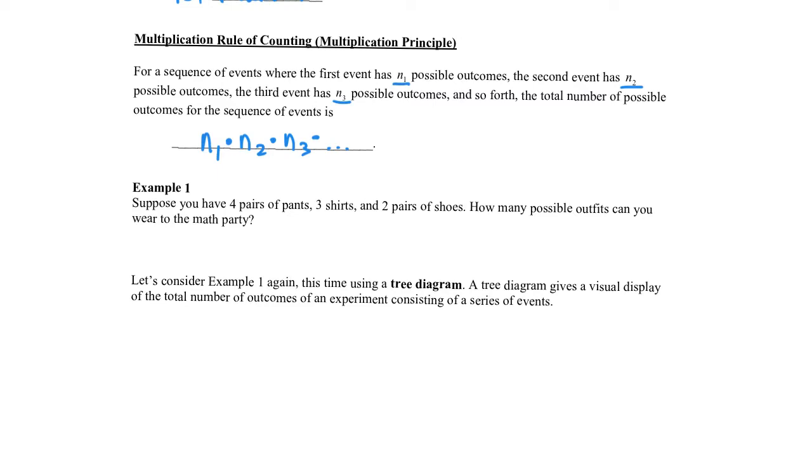You just multiply them all together. So let's say, you can relate to this one, I'm sure, you're going to go to the big math party. Suppose you have 4 pairs of pants, 3 shirts, and 2 pairs of shoes, and you want to know how many possible outfits you can wear to the math party.